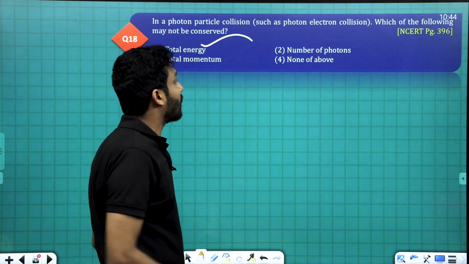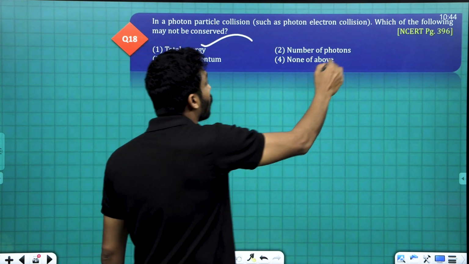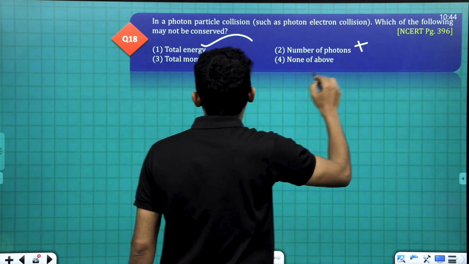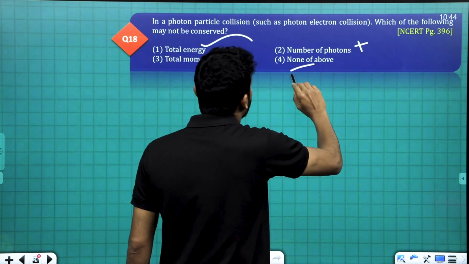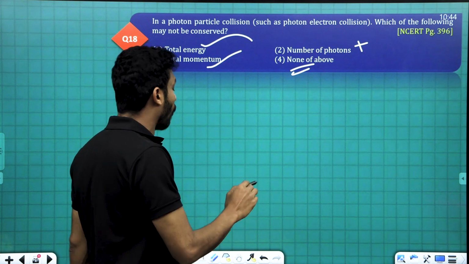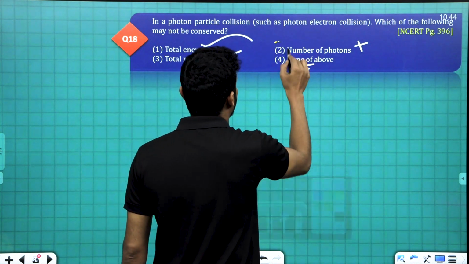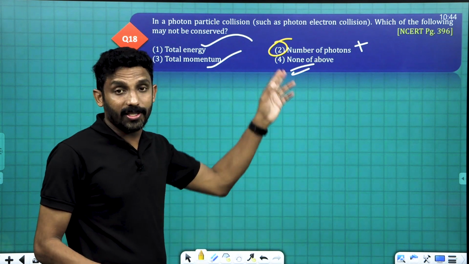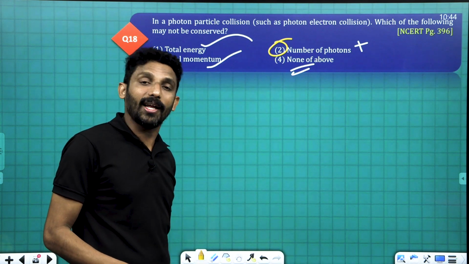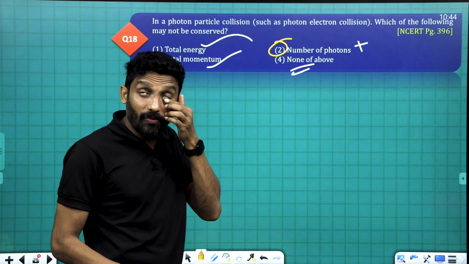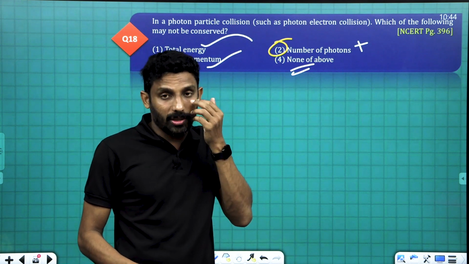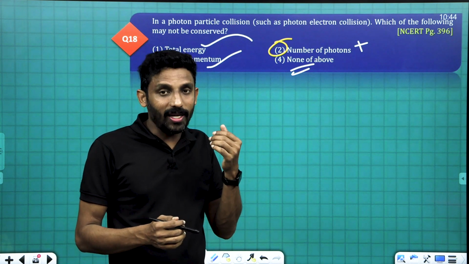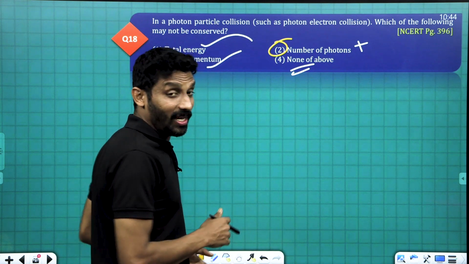Energy will be conserved. Number of photons may not be conserved. Total momentum will be conserved. So the number of photons may not be conserved is the answer to the 18th question, which means option B is the answer. Some of the photons may be lost, so the number of photons may not be conserved.